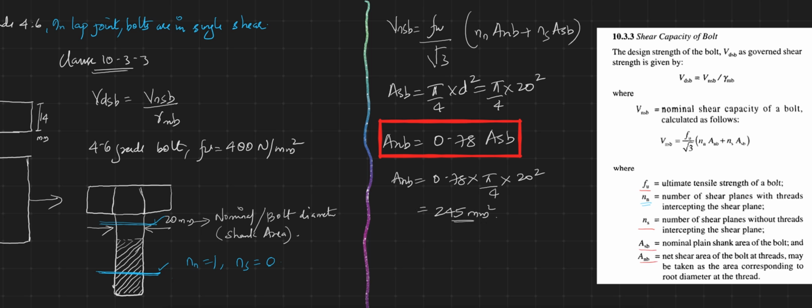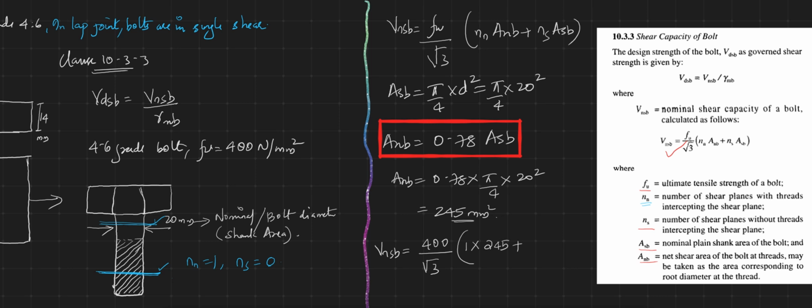So with this formula you will get the value for Vnsb. So Vnsb is equal to Fu, that is 400, divided by root 3, into nn, which is 1, into Anb, that is 240.